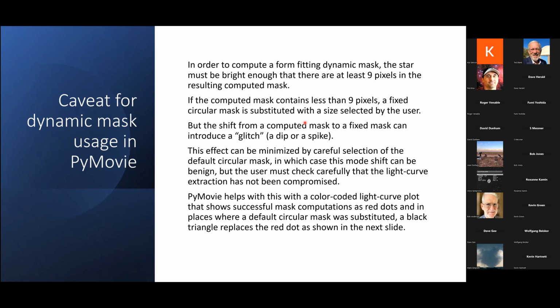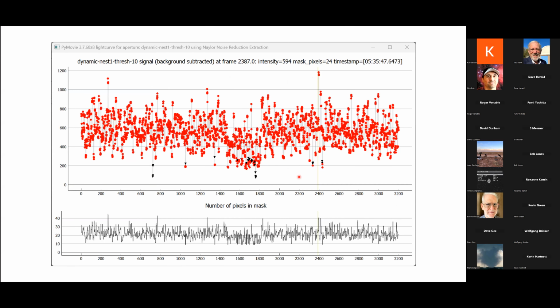But you have to be concerned that that shift from a computed mask to a fixed mask can introduce a glitch, a dip, or a spike. But if you're careful, that mode shift will be benign, but you do have to be careful about this. Now, PyMovie helps with this by providing a color-coded plot, which looks like this. So this is an example. All the red dots were measurements that were taken with a successfully computed dynamic mask.